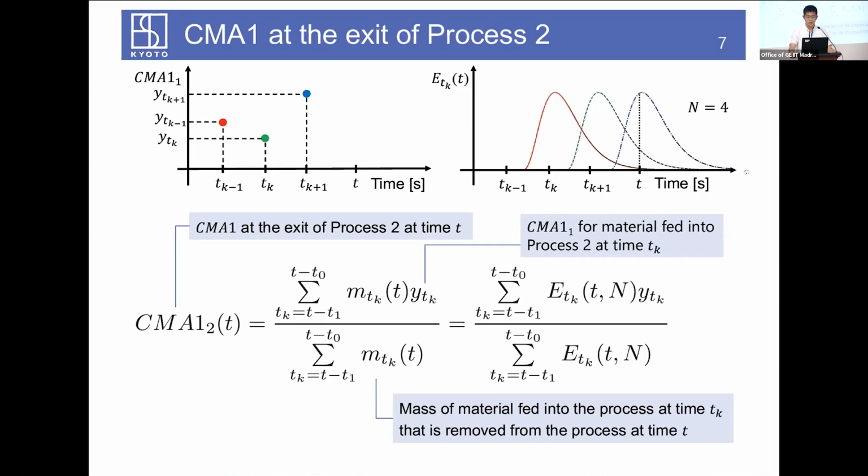In this case, we assume that the effect of material with small mass released from the process on the CMA1 value is small enough, and limit the range of addition by T0 and T1. Due to time constraint, I will not go into more details.